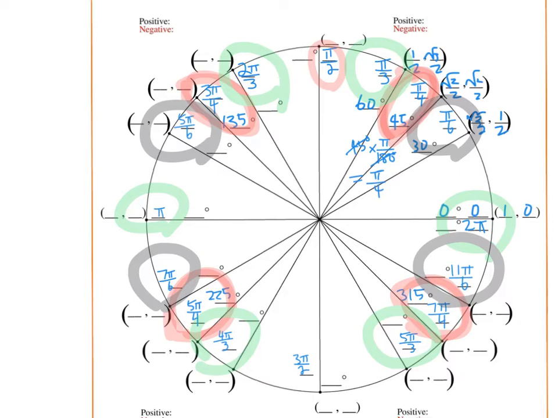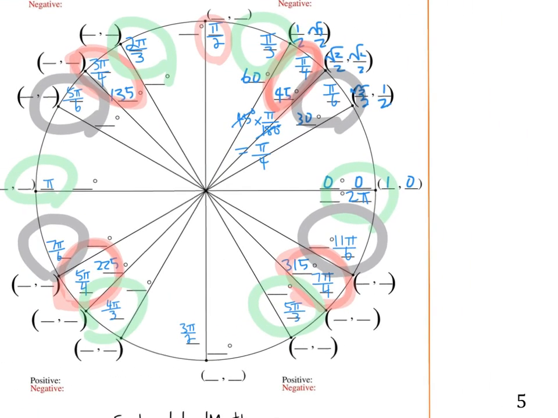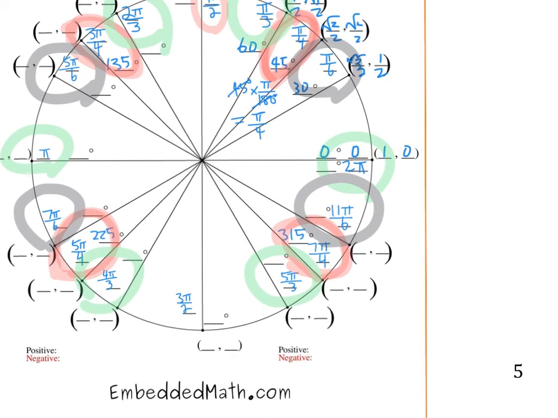Okay, obviously, we're not just memorizing these unit circles for fun. The reason we're memorizing the unit circle is that we want to figure out what is the sine and cosine at each value, each angle. Recall that cosine means x, sine means y. Okay, so this is x, this is y.